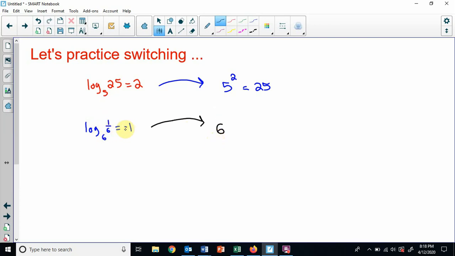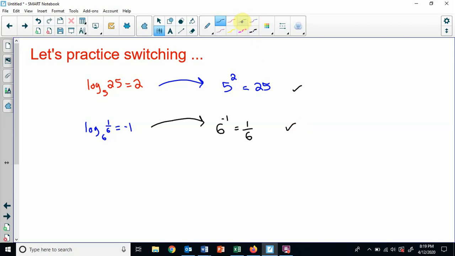This is the input, this is the output. They should switch places. So what's the input over here going to be? -1. What's the output going to be? 1/6. And notice, I told you these are true statements. That means these should be true also. Is 5 squared equal to 25? Yes. Is 6 to the -1 1/6? Yes.